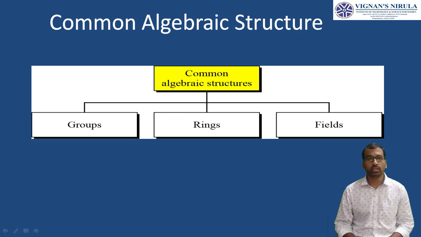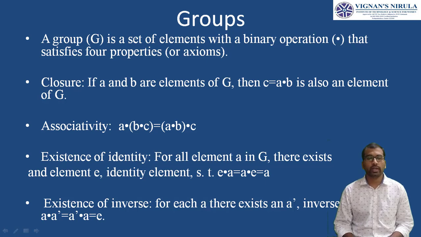You can see the diagram here. So I have three structures in total. The first one is groups, the second one is rings, and the third one is fields. A group is a set of elements with a binary operation that satisfies four properties or axioms. G represents a group.